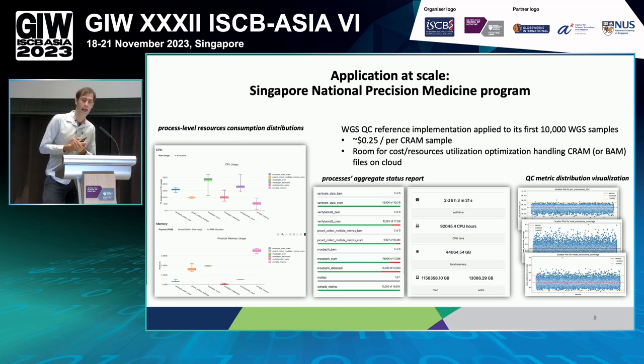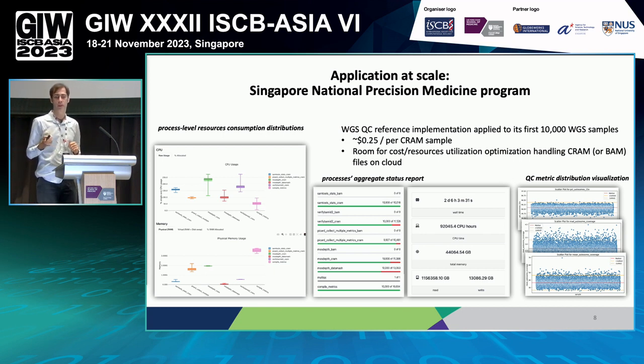As a first application, we ran this pipeline on the first 10,000 WG samples that we produced in Singapore as part of the National Precision Medicine Program. And it cost us about 25 cents per sample. So the pipeline handles BAM or CRAM. For this program, it's CRAM, so eventually the cost for BAM might differ.